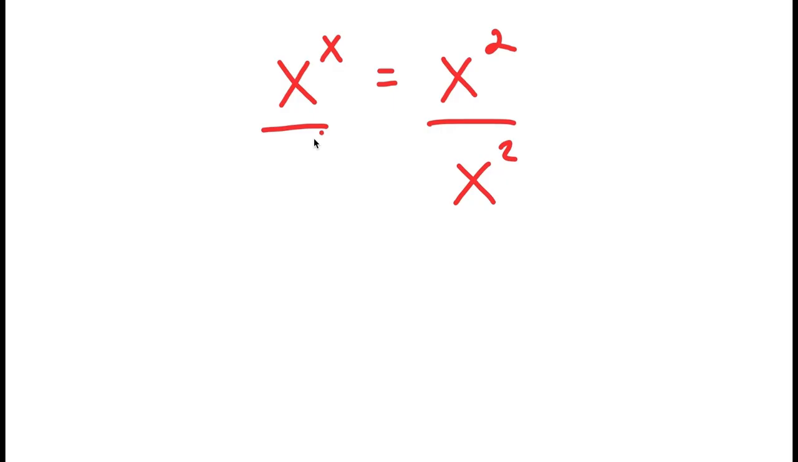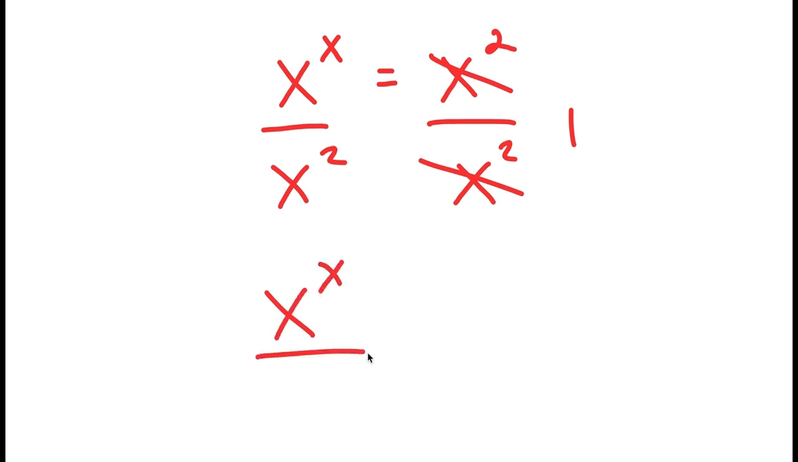Alright, so in this video, I'm going to solve the equation x to the power of x is equal to x to the power of 2. To solve this, I'm going to first start by dividing both sides by x to the power of 2. Then these two cancel out to get 1, and I get x to the power of x over x to the power of 2 is equal to 1.